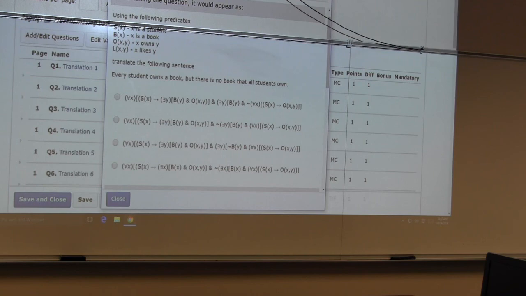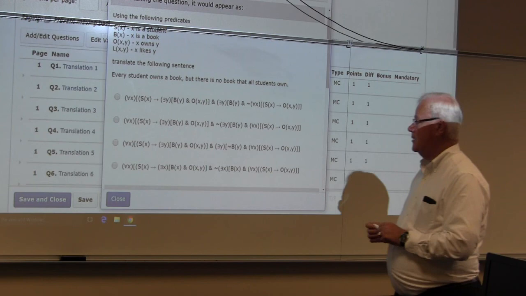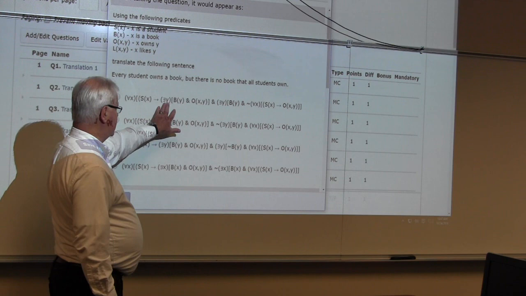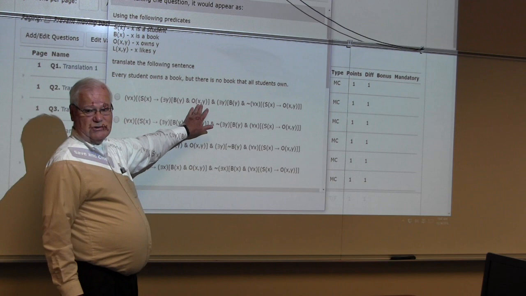Student owns a book, but there is no book that all students own. So we're talking about all students, aren't we? Are we talking about all books? Well, let's see. For all X, where X is a student, it implies there exists a Y, where Y is a book, and the student owns the book. That sounds good so far, doesn't it?